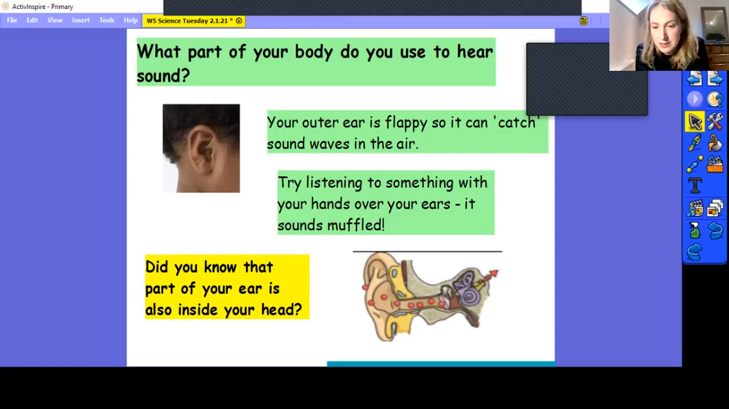And then there are also some little bones that pass on the vibrations, and there's this weird thing that looks like a snail but it's actually called a cochlea. And this bit here is really important because this here is a nerve which links to your brain. So all of that part of your ear is inside your head. And if any of those parts of your ear are not working, then that's why you might have a hearing problem. You might be a bit deaf if some of those parts are not working very well.